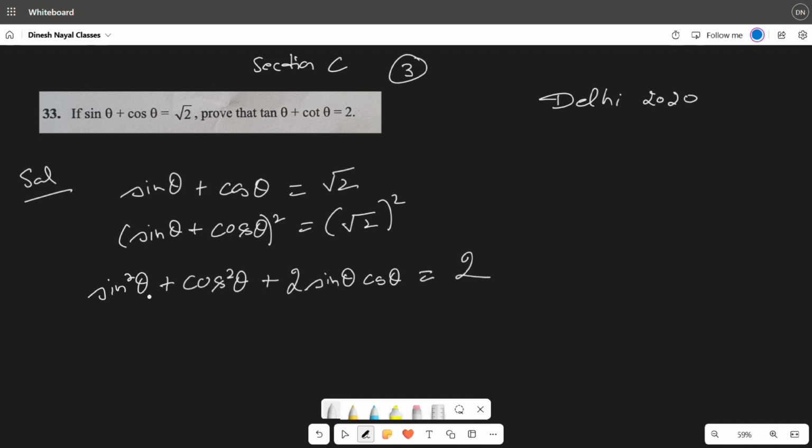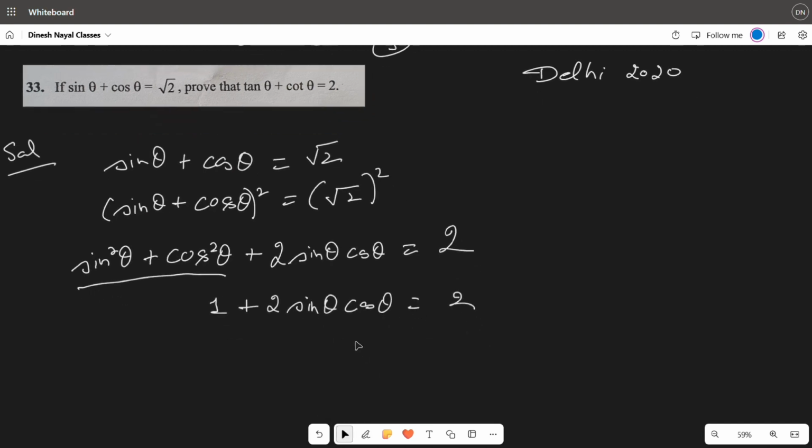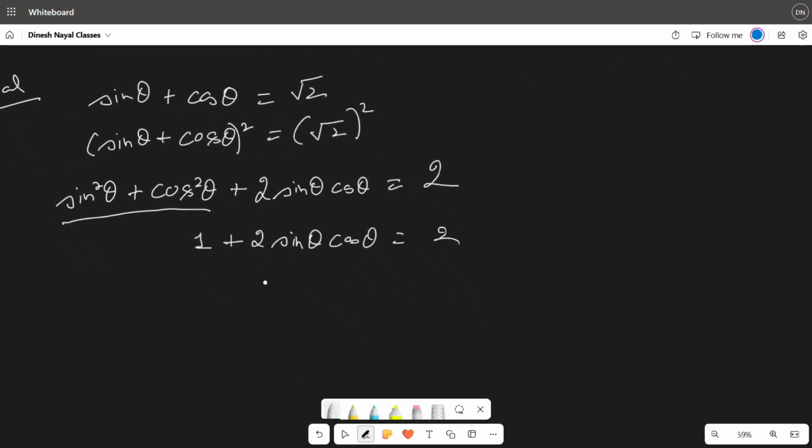Now we know by the trigonometric identity that sin square theta plus cos square theta is 1. So this is 1 plus 2 sin theta cos theta is 2. Now you take 1 to that side, so this will be 2 sin theta cos theta, that will be 2 minus 1, which is just 1. Because 1 to that side will be minus 1. So what will be sin theta cos theta? Sin theta cos theta will be 1 upon 2. Okay, now using this, sin theta cos theta equals 1 by 2.